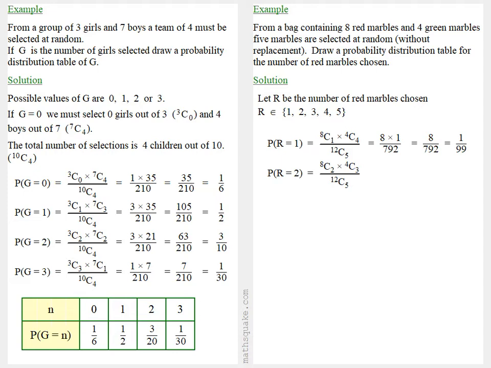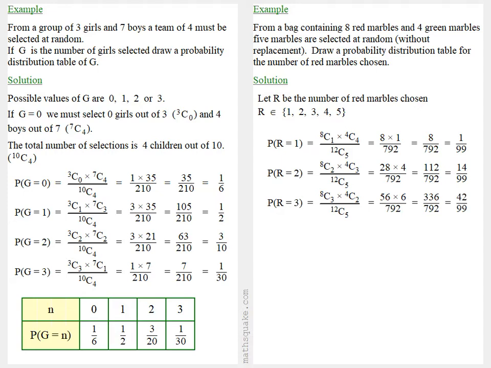Now the probability of getting 2 red marbles is the choice of 2 out of 8 red marbles and 3 out of 4 green marbles. So it's 8C2 times 4C3 over 12C5, which is 28 times 4 over 792, or 112 over 792, which is equal to 14 over 99. Now the probability of getting 3 red marbles means we've got to select 3 out of 8 red marbles and 2 out of 4 green marbles.